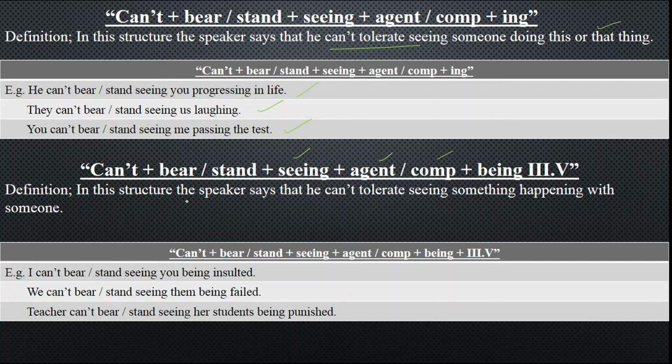In this structure, the speaker says that he can't tolerate seeing something happening to someone, like it is out of tolerance to see someone being insulted or being abused or whatever. Now example: I can't bear or stand seeing you being insulted. You are my friend, how can I bear that someone insults you? And in the same way, we can't bear or stand seeing them being failed. Teacher can't bear or stand seeing our students being punished. So hope you got this one as well.